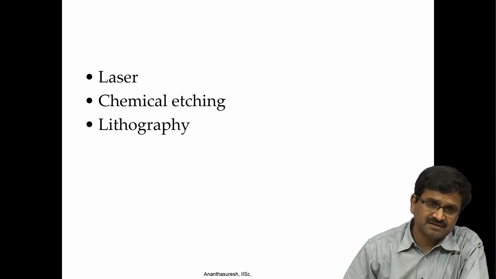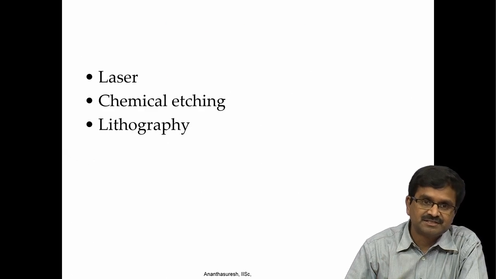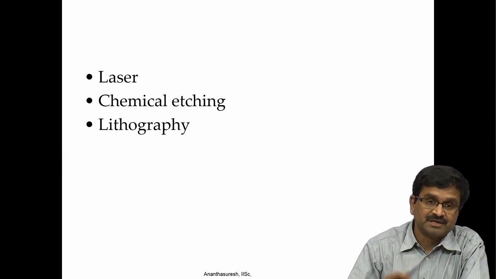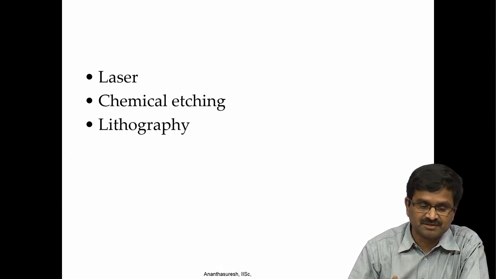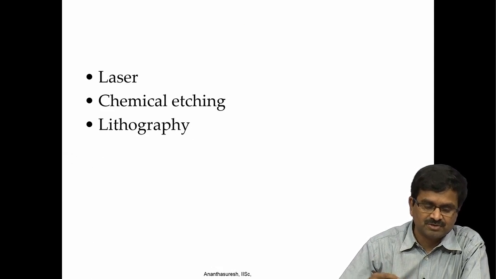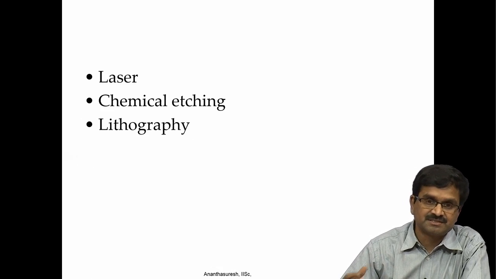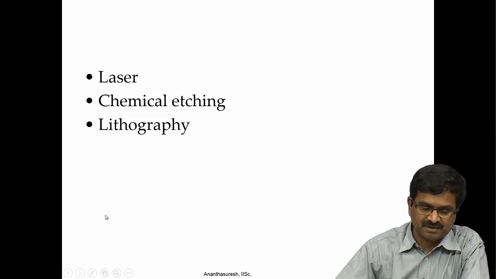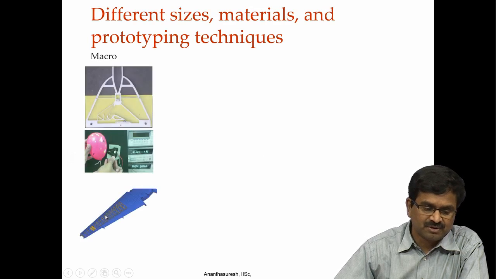You can use laser, chemical etching, and lithography and chemical etching combined for miniaturization. So, these are also possible. There are a number of techniques at large scale and small scale, small sizes, one can use to make compliant mechanisms. So, let us look at some examples.